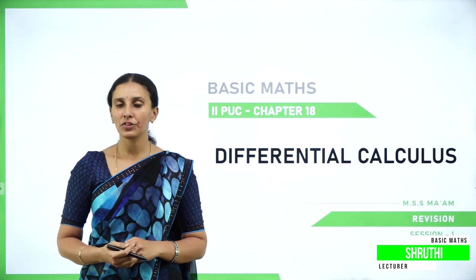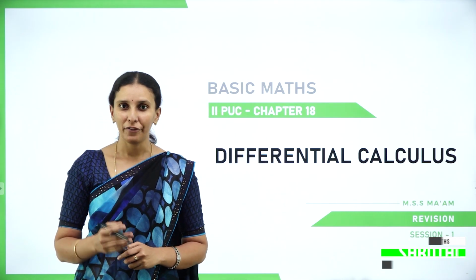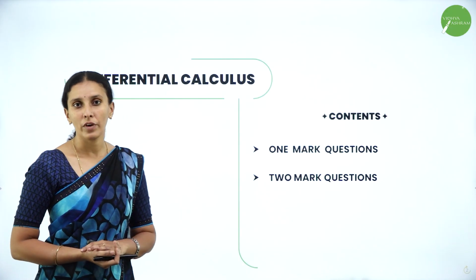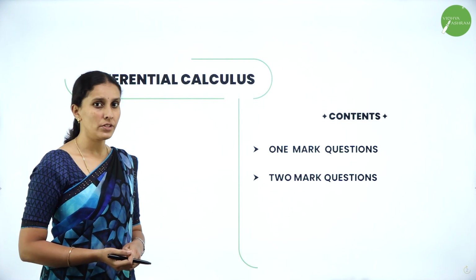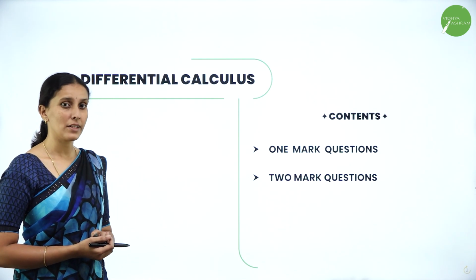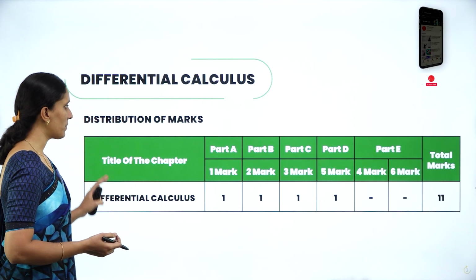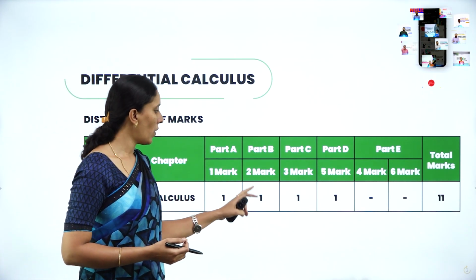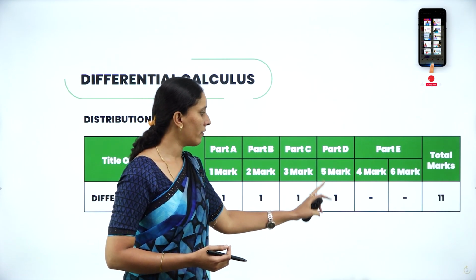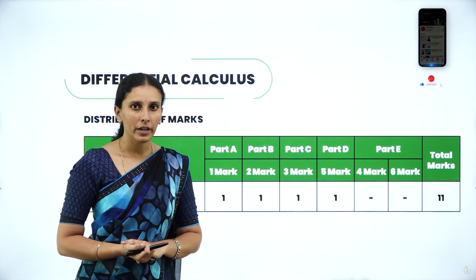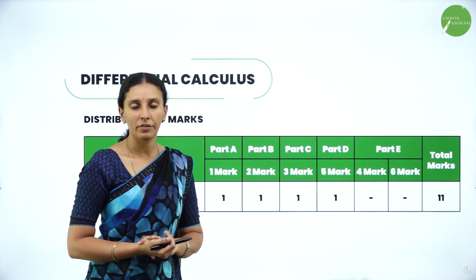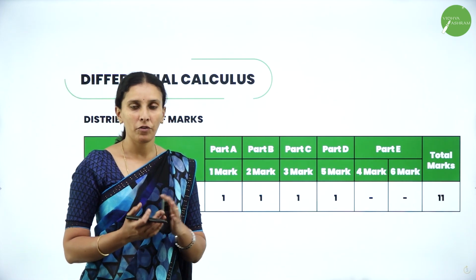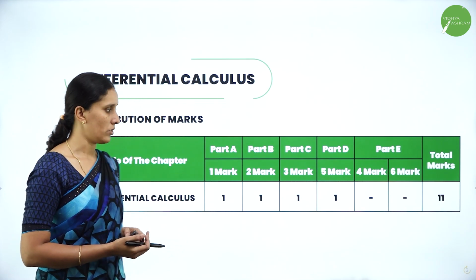So today in this session, we are going to revise the chapter Differential Calculus. From this chapter, we are discussing 1 and 2 mark questions in this session. So let's see the distribution of marks from this chapter. From the chapter Differential Calculus, you can expect one 1 mark, one 2 mark, one 3 mark and one 5 mark question. So on average, 11 marks from this chapter. So today in this session, let's see the type of questions in 1 and 2 mark questions.